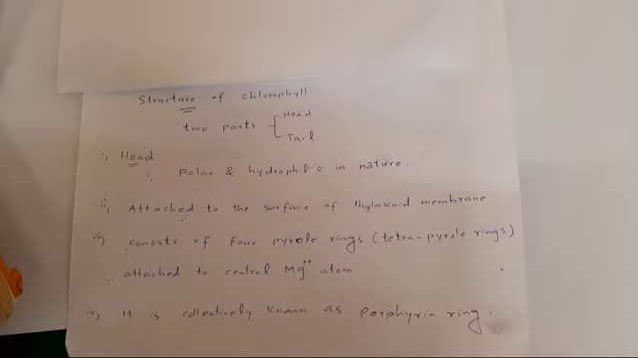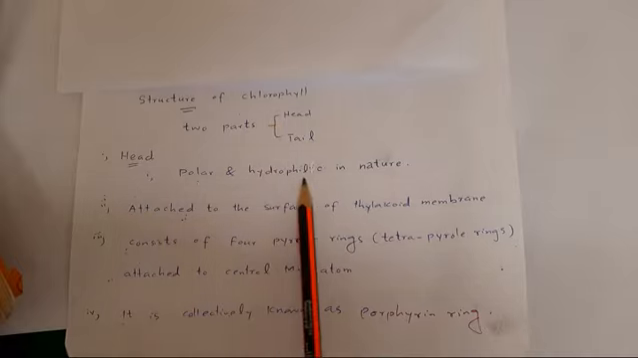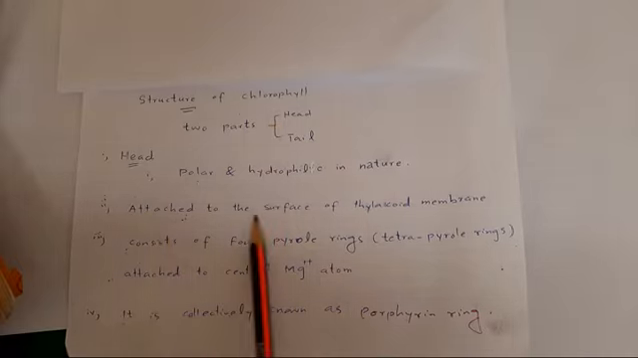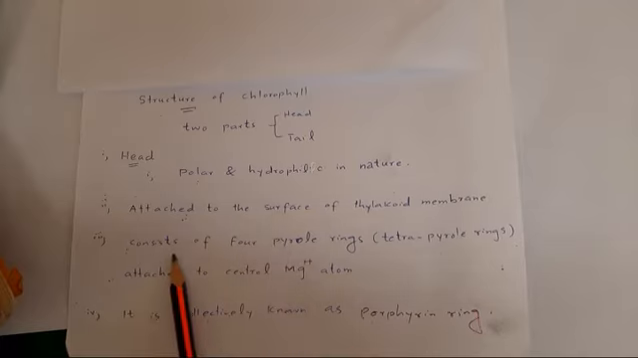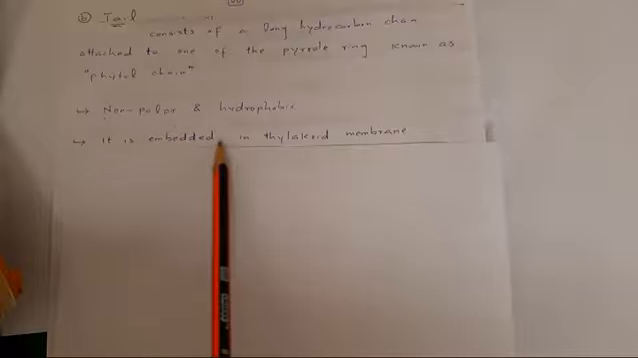To summarize quickly, chlorophyll consists of two parts, the head and tail. The head is polar and hydrophilic in nature and attached to the surface of the thylakoid membrane. The head consists of four pyrrole rings, or four nitrogen containing rings known as tetrapyrrole rings, attached to a central magnesium atom. It is collectively known as the porphyrin head or porphyrin ring. On the other hand, the tail consists of a long hydrocarbon chain attached to one of the pyrrole rings, that is the number 4 pyrrole ring, known as the phytol chain. The tail is nonpolar and therefore hydrophobic, and is embedded in the thylakoid membrane.